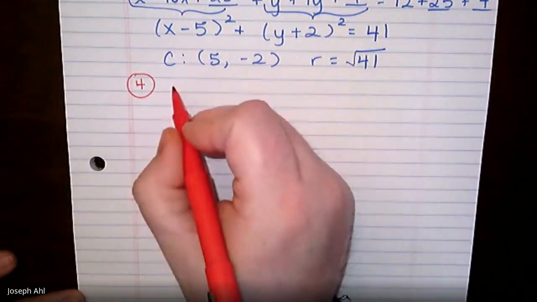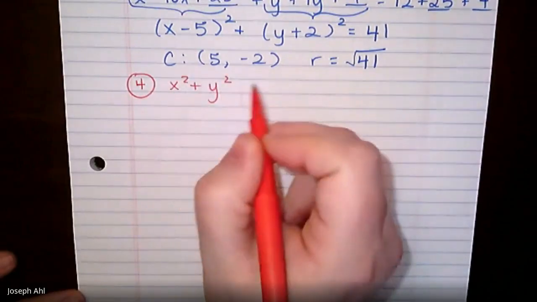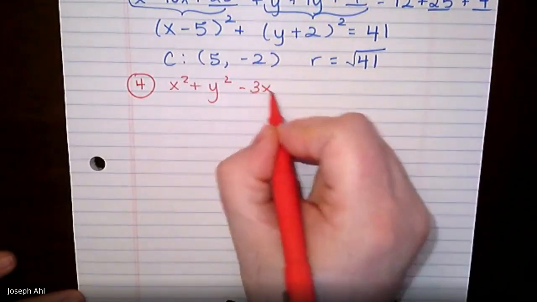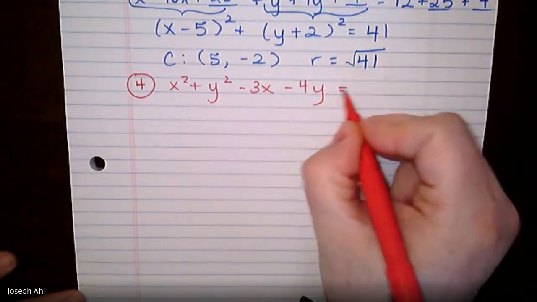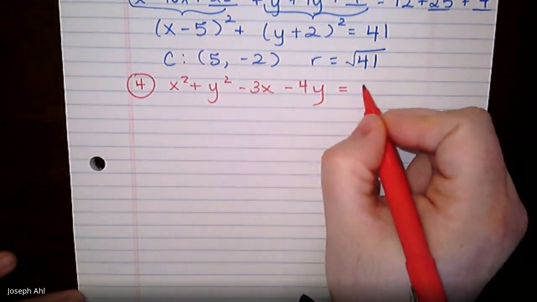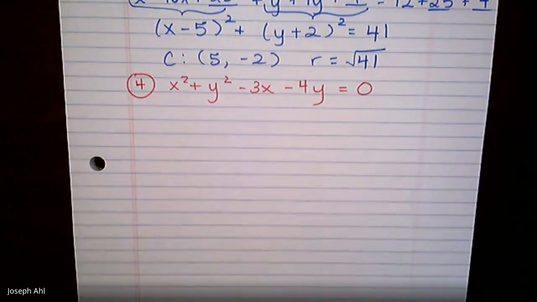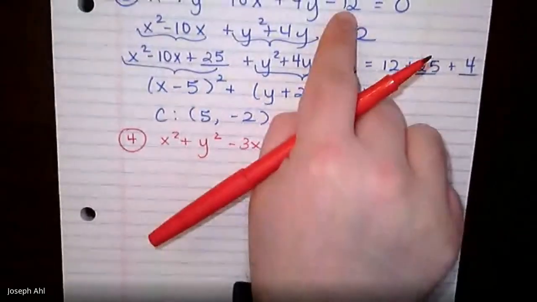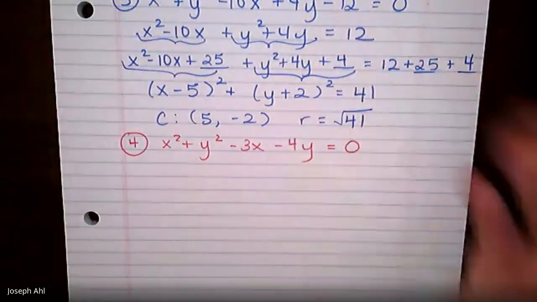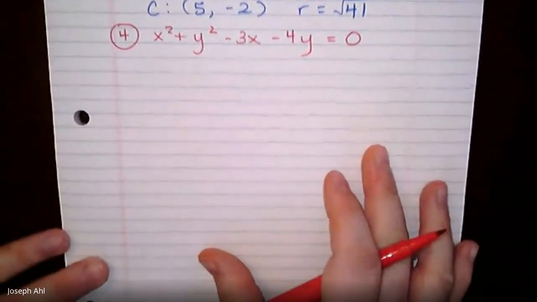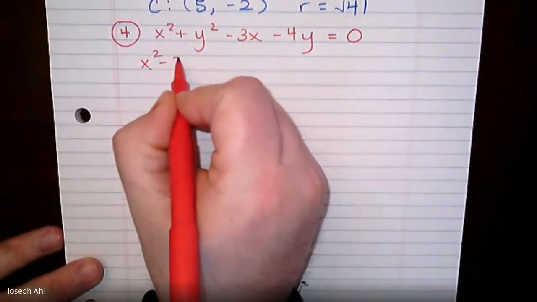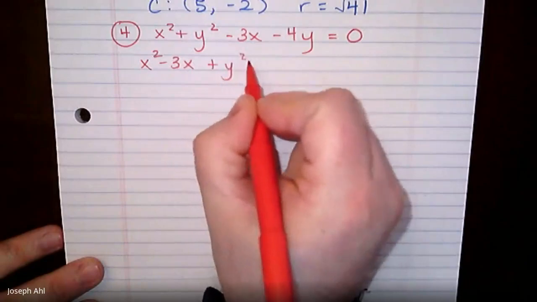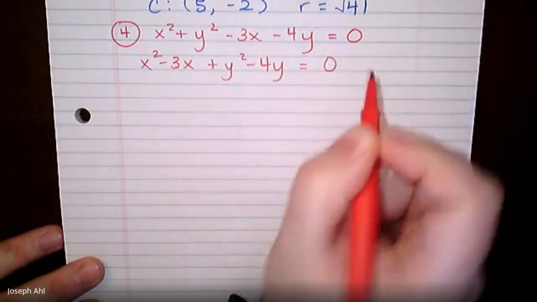All right, so if I give you x squared plus y squared minus 3x minus 4y equals 0. Okay, so in this scenario, the only thing that maybe looks a little bit different is that I didn't give you a constant term like I had in the last two examples, so you just don't have to move that over to get started. You can group the x's, group the y's right away, and then go ahead and complete the square.